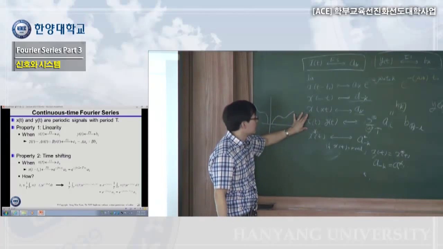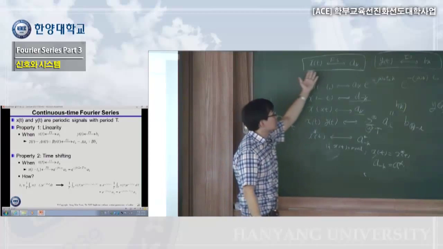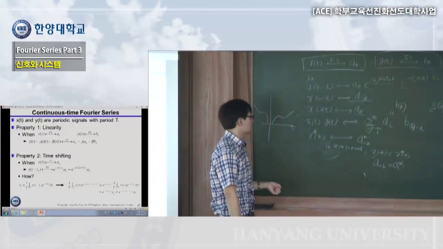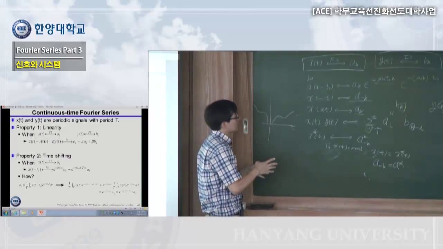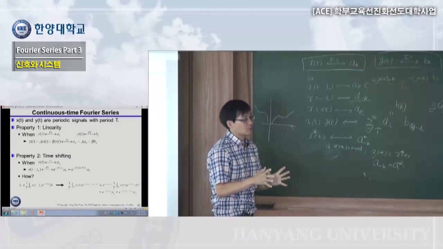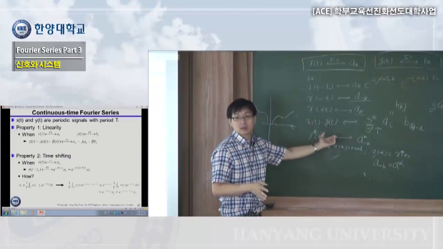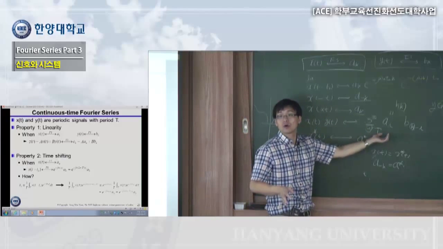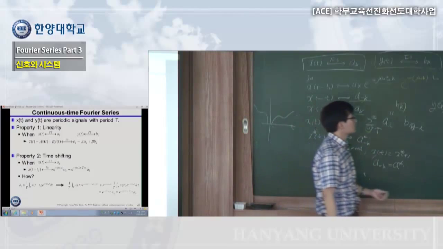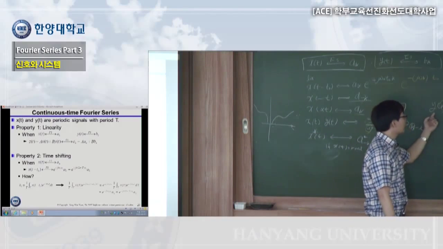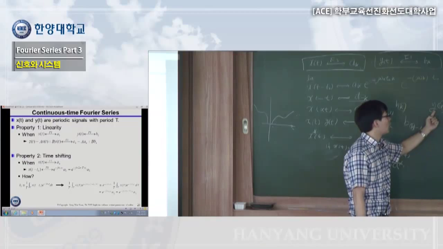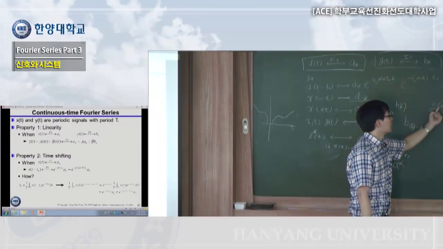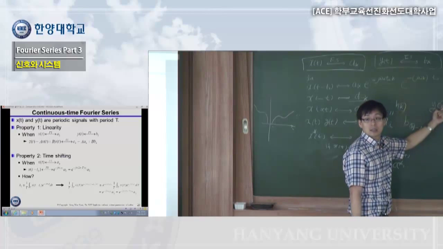Topic number 5 means if you have x and y corresponding to AK and BK in Fourier series coefficient, and you want to find the Fourier series coefficient of xt times yt, the new function, then you do something similar to the convolution. Convolution is what? Convolution is you try to find the value of y when the variable is n.